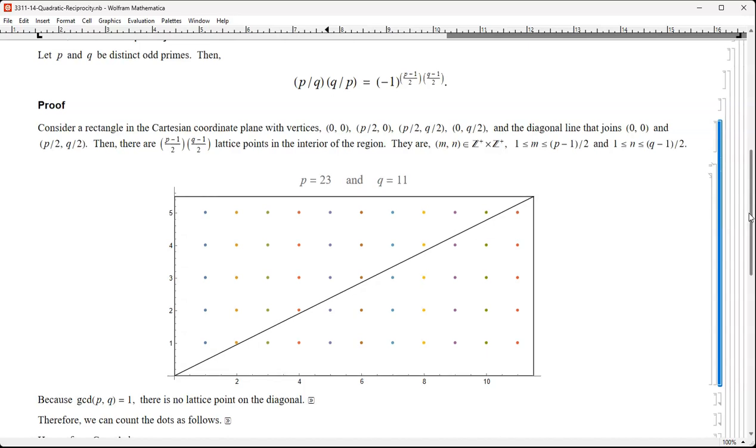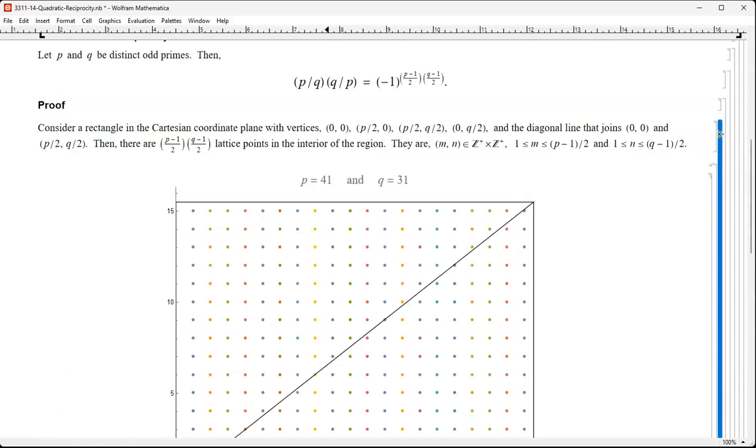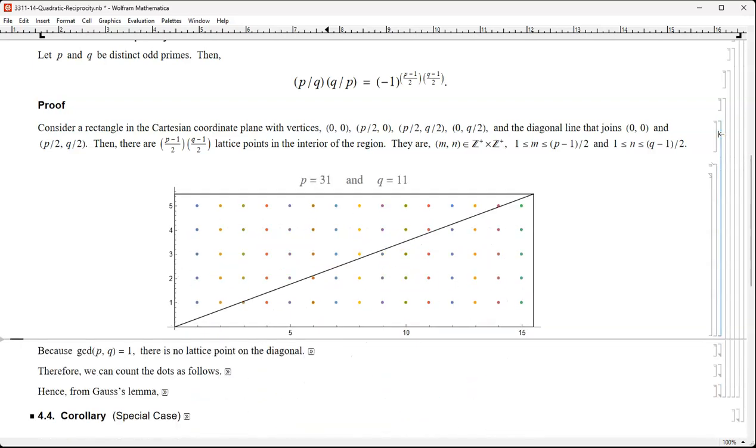Consider a rectangle in the Cartesian coordinate plane with vertices (0, 0), (p/2, 0), (p/2, q/2), and (0, q/2), and the diagonal line that joins (0, 0) and (p/2, q/2), like this. In this particular case, p is 23 and q is 11, and this program is semi-randomized at least, so you can run it over and over again, and each time you're going to get a different pair of integers.